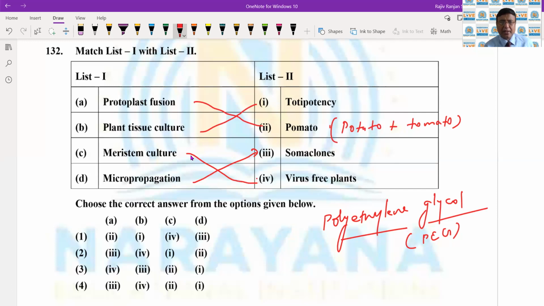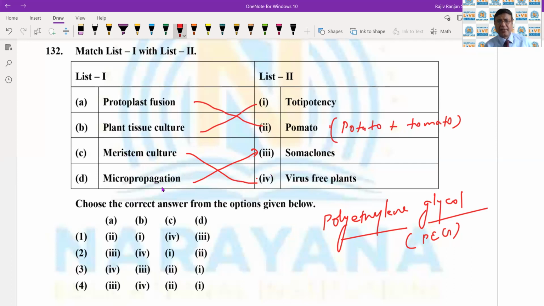Meristem culture is preferred, first of all, because meristematic tissue is already in a dividing condition, and it is easy to grow. And secondly, meristems are actually virus-free parts of the plant. Meristem cells divide very fast, and the virus life cycle cannot keep up with that pace. So here, meristem culture leads to virus-free plants. This is another reason why meristems are preferred for plant tissue culture.